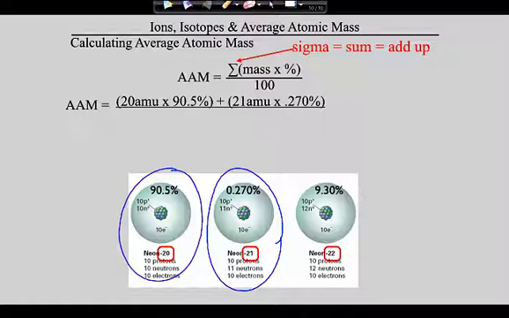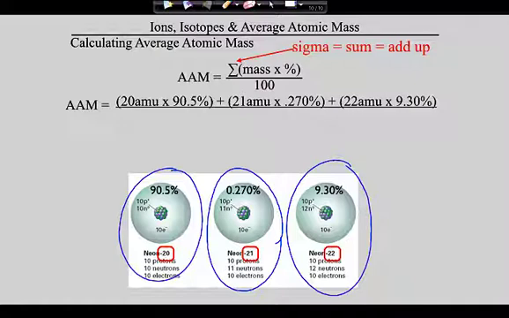And then we're going to do our last sigma. We're going to take this mass, 22, times its abundance, 9.30%. We're going to sigma that, add it all together, and then divide by 100.